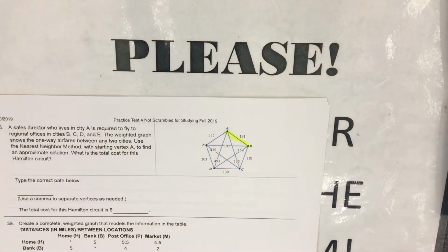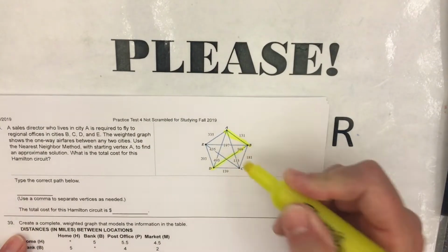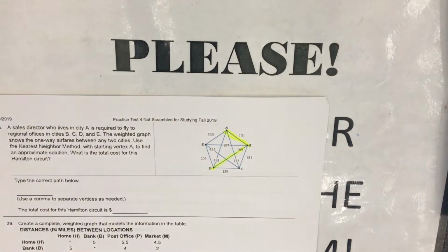Then I'm at B. I could go B to C, $181. B to D, $169. B to E, $197. Well, I think I'm going to $169. Nearest neighbor, you pick the cheapest one at the time. So I do the business at the regional office at D. From there I could go to E, 203.